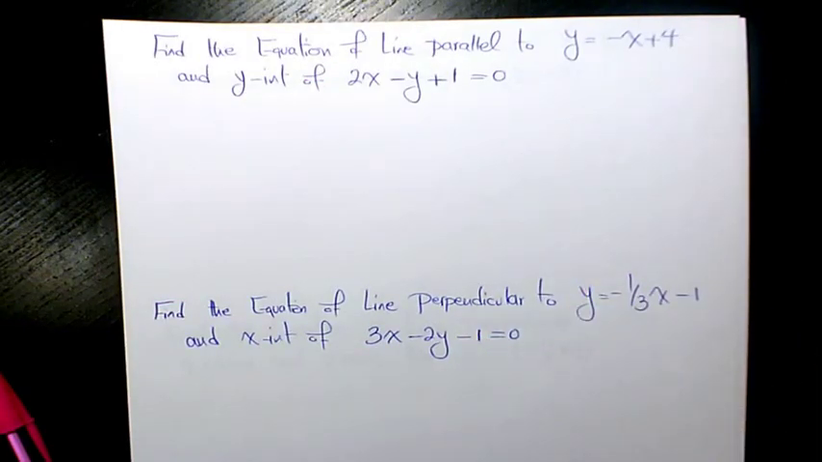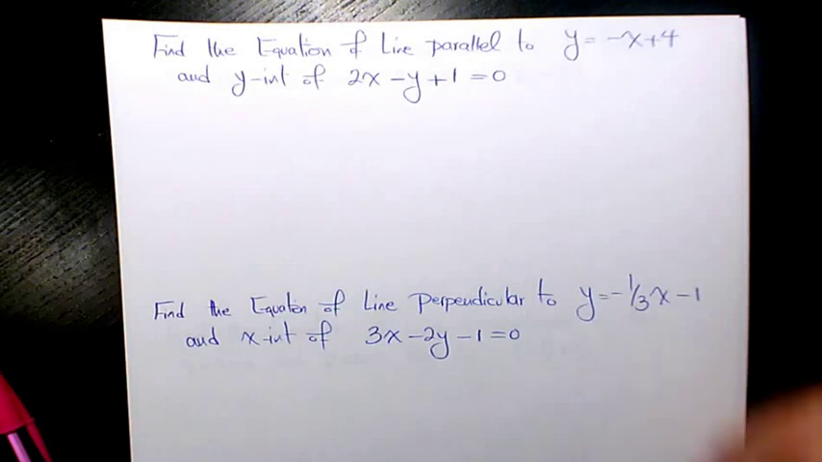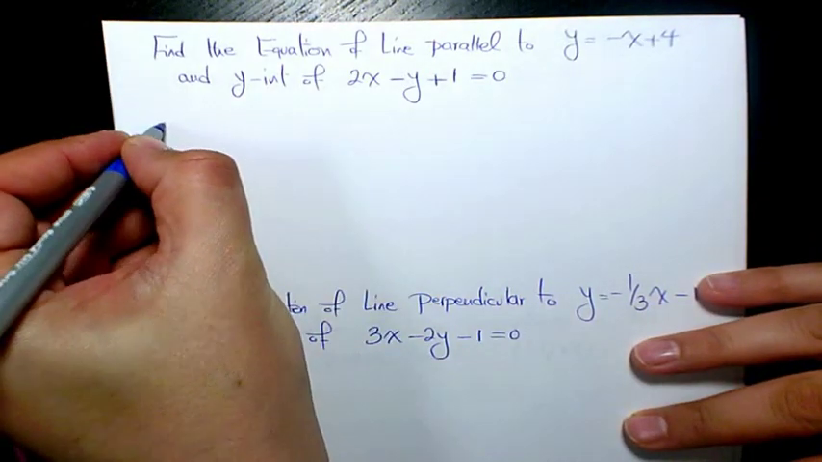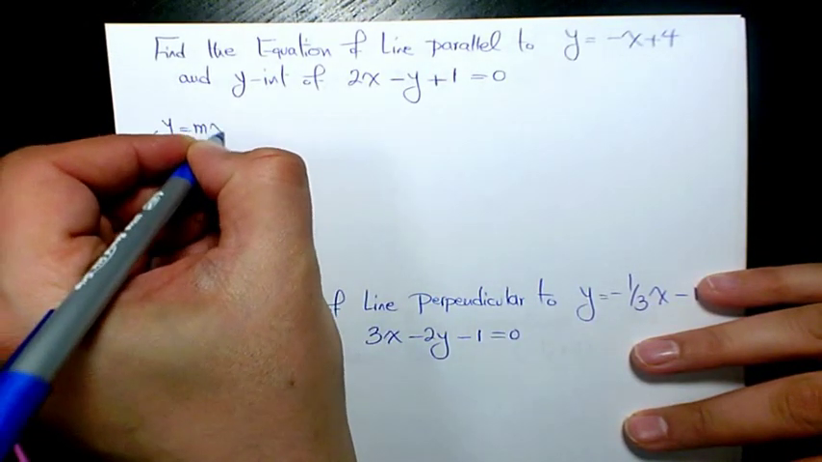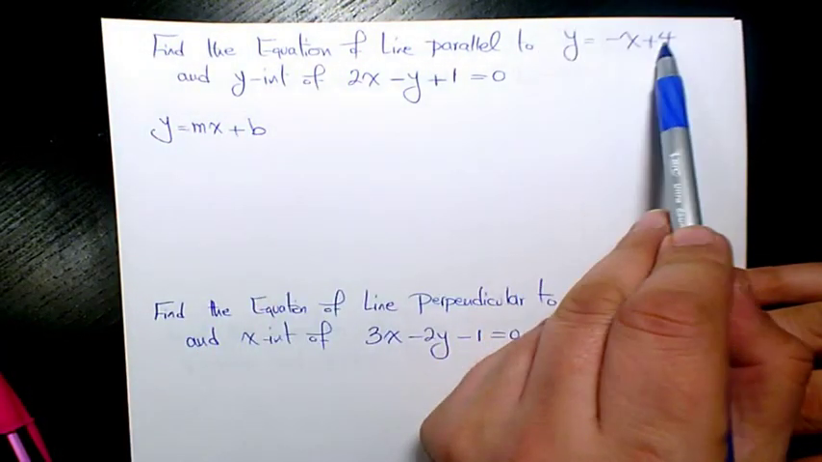In this example, we have: find the equation of the line parallel to y equals negative x plus 4 and with the y-intercept of 2x minus y plus 1 equals 0. So we are looking for the equation of the line y equals mx plus b, and the line is going to be parallel to this one.